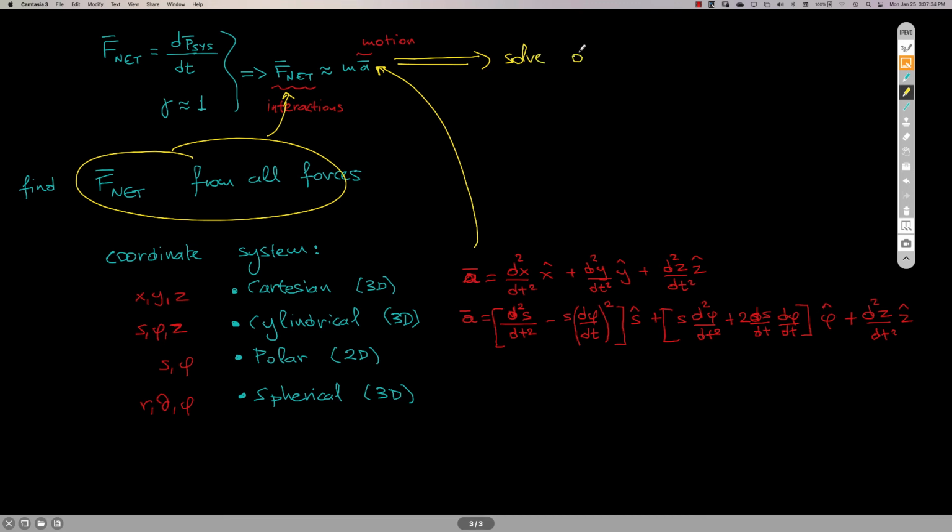Solve the differential equations to obtain the equations of motion. And I will talk about that.